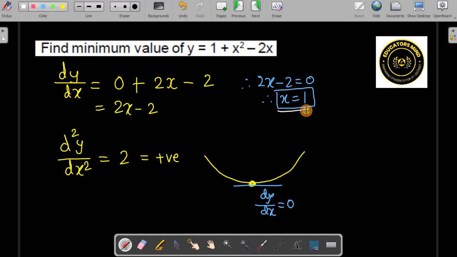Now we substitute x in the function. So what is the value of y when x is 1? Substitute 1 plus 1 squared minus 2 into 1. So that becomes 0. So 0 is the minimum value of y. Here they are not asking the maximum value because there is a minima happening here. Why? Because double differentiation is positive. If it is negative, then the shape of the graph will be convex, and in that case they can ask maximum, right?